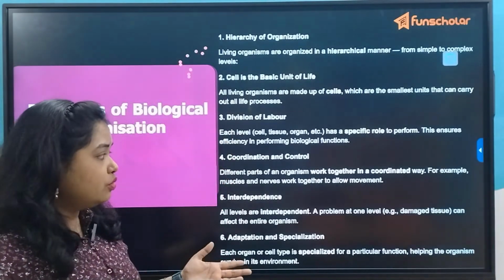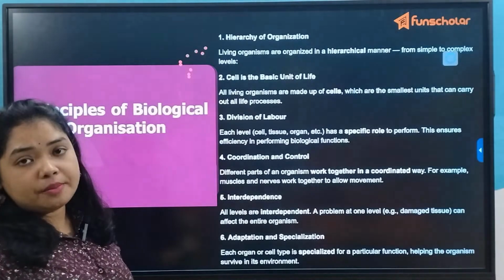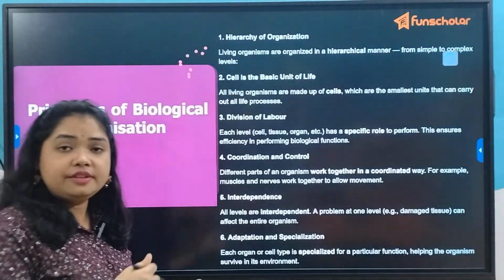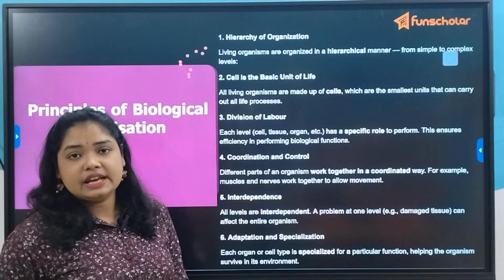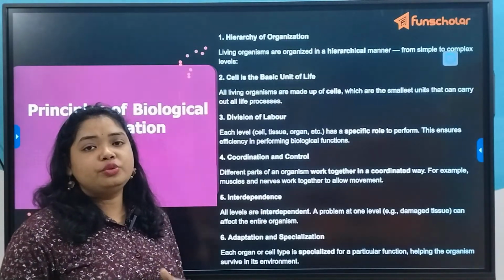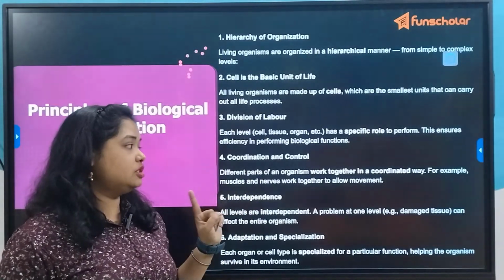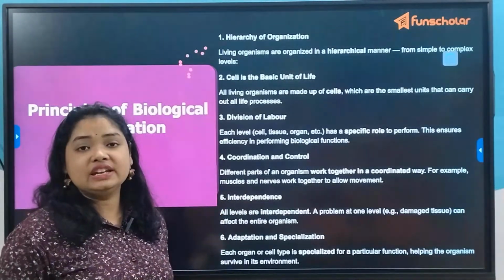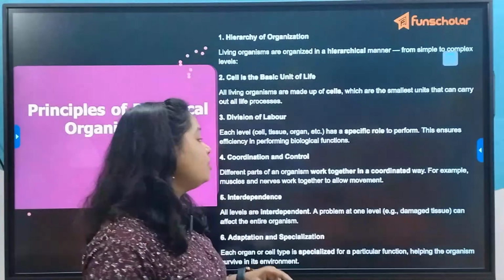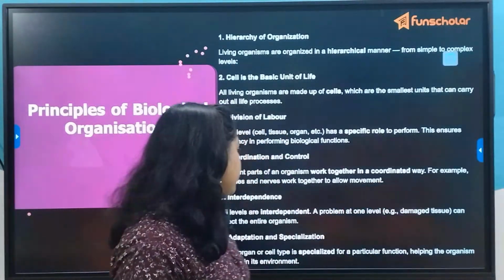Then coordination and control. I also told you that when you go up to the higher levels, from the individual level to the higher levels, there should be a synchronization. All the functions should be carried out in a synchronized manner, or in other words, in a coordinated manner.